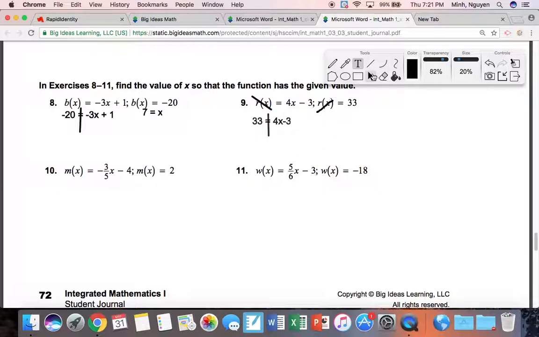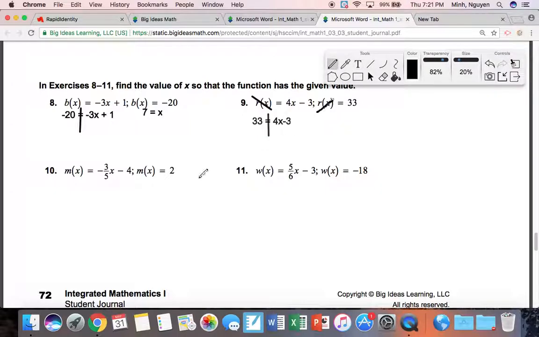M of x equals 2. These are all the same. The only difference is you're working with fractions. Guys, if you understand how to solve 8 and 9, you understand the concept. If you don't understand how to solve 10 and 11, it's just because you didn't learn fractions very well in middle school or whatever previously. And that's really not something for you to worry about. It's just in this class, you will pick it up.